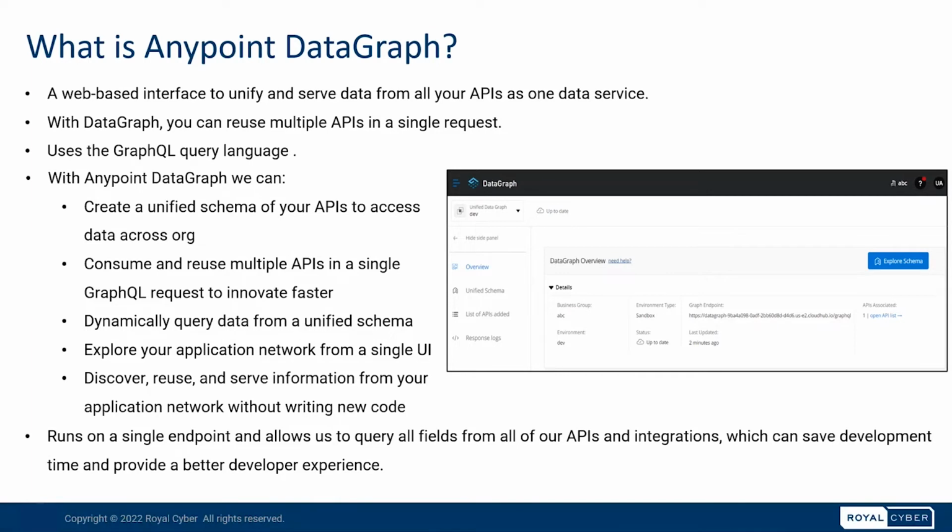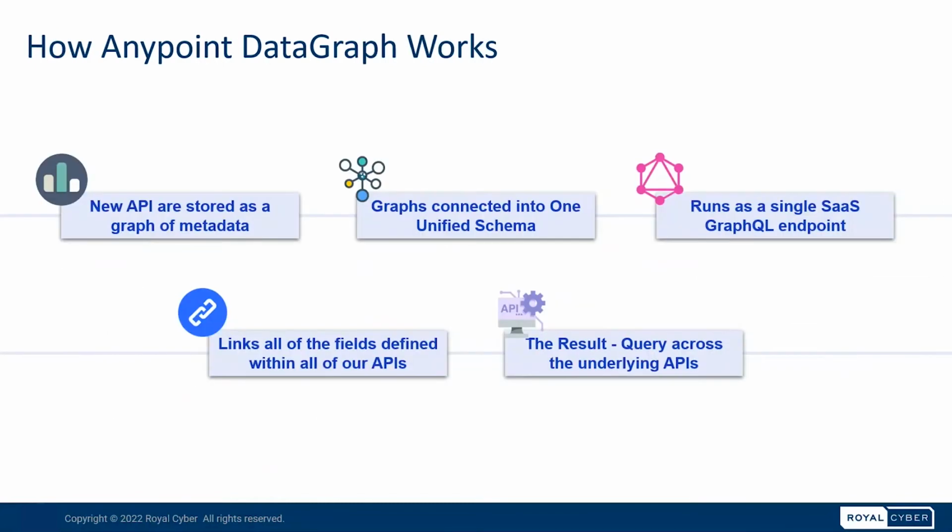With Anypoint DataGraph, we can create a unified schema of your APIs to democratize data across the organization, run the data graph as a SaaS application to reduce overhead and maintenance, and consume and reuse multiple APIs in a single GraphQL request to innovate faster.